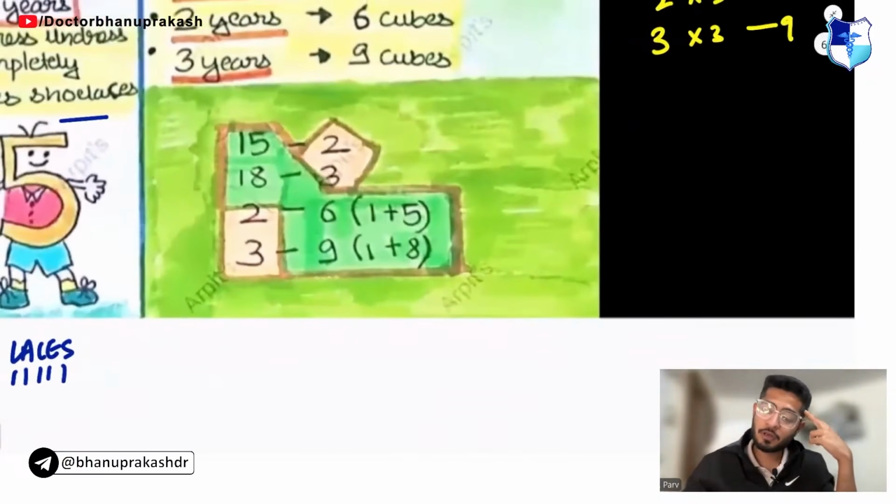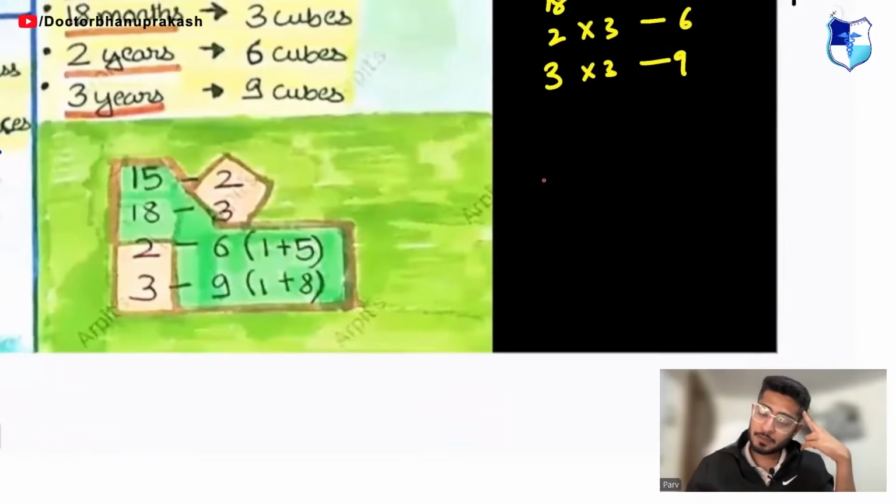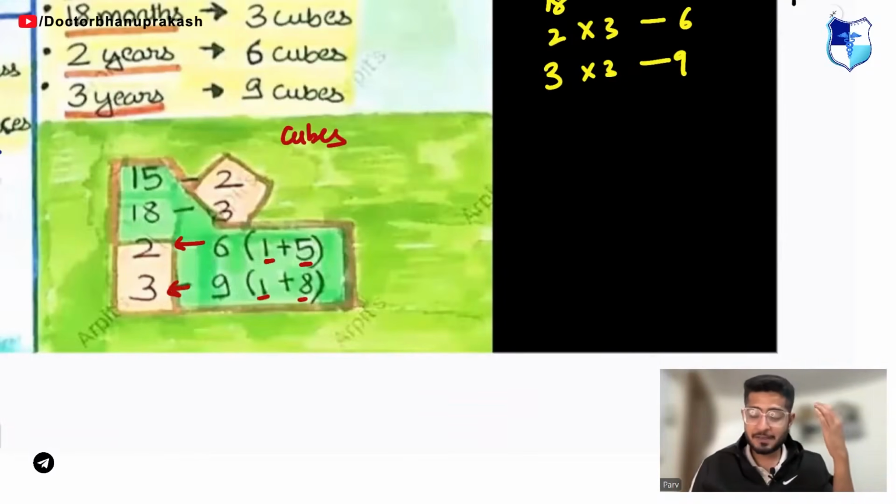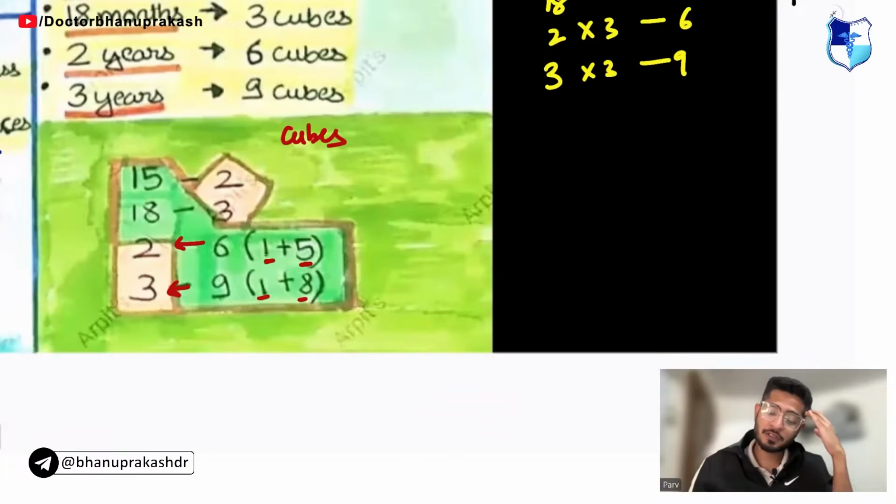Or this is one more trick which you can use. So remember that at 2 years, see this, 6 is actually 1 plus 5. So you will have 6 cubes. Okay, here I'm writing cubes. So 5 plus 1, 6 cubes will require 2 years. 8 plus 1, 9 cubes, will require 3 years. So the converse is 1 and 5, 15. So 15 months is having 2 cubes, 18 months is going to have 3 cubes.